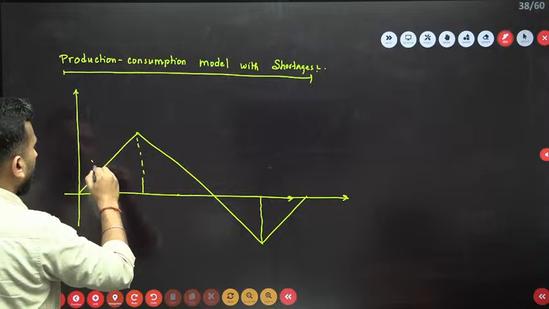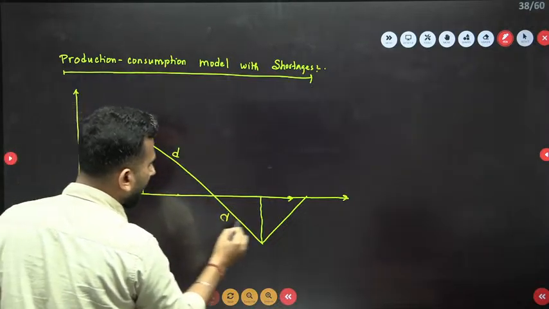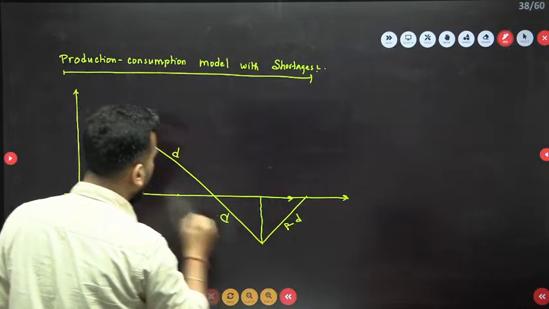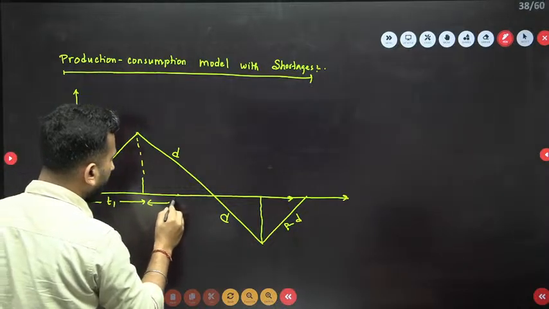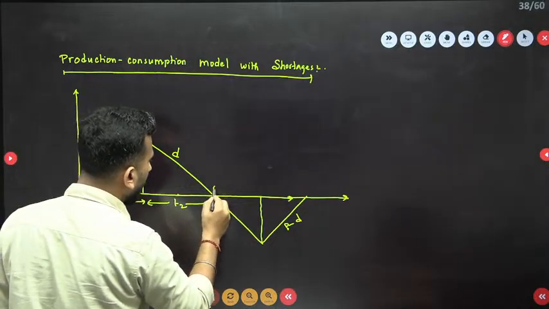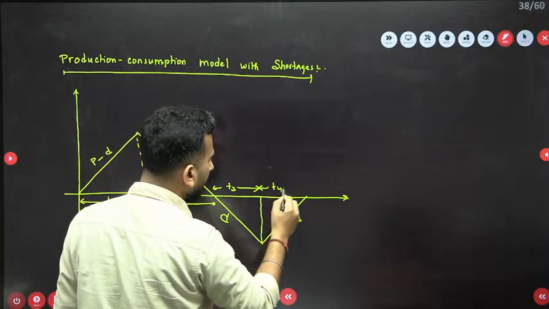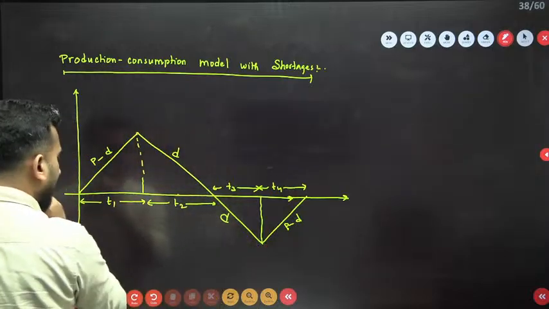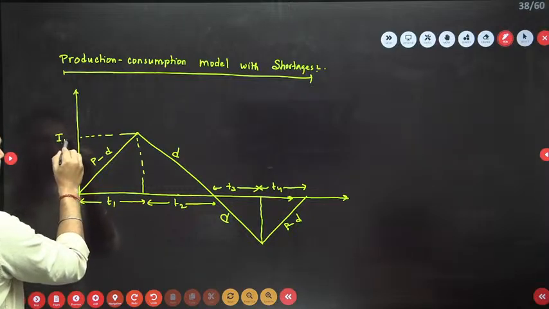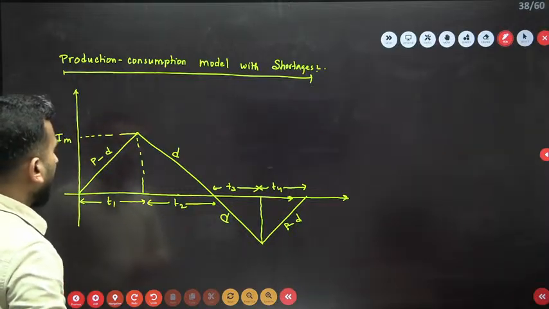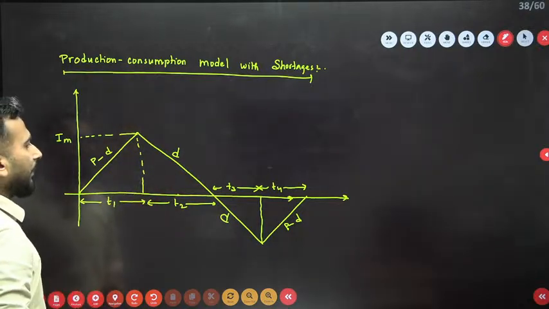So this will be your P minus D, this will be your D, this will be your D, and this will be your P minus D. Now your entire cycle is constituted of T1, T2, and then T3, and then T4. So the entire cycle constitutes four things. That will be your maximum inventory. So these triangles you need to keep in mind.